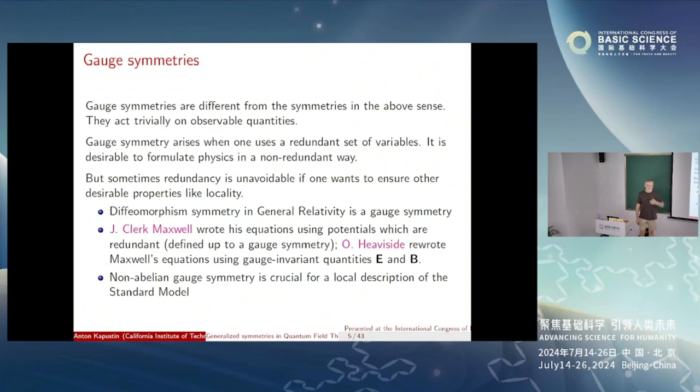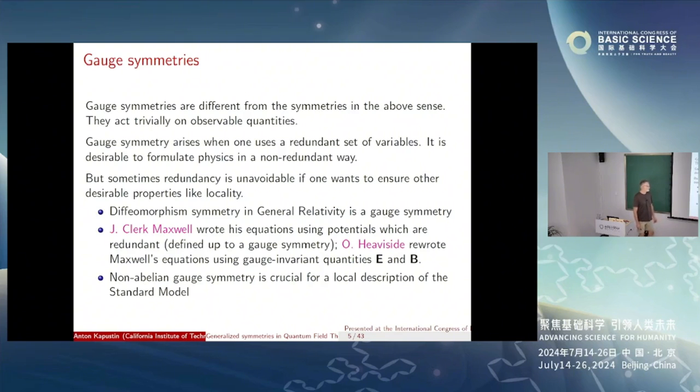Now, I should stress that when I talk about symmetries, I'm not talking about gauge symmetries. Gauge symmetries are different from the symmetries we have discussed so far, because they act trivially on observable quantities. They don't do anything to observables. So what are they for? Well, they arise when one uses a redundant set of variables. Of course, it's desirable not to have redundancy, but sometimes it's unavoidable if you want to ensure some other nice properties like locality. For example, diffeomorphism symmetry in general relativity is essentially unavoidable. If you want to have a local description, you need to carry around this diffeomorphism gauge symmetry.